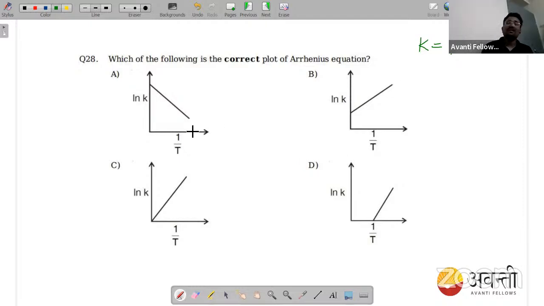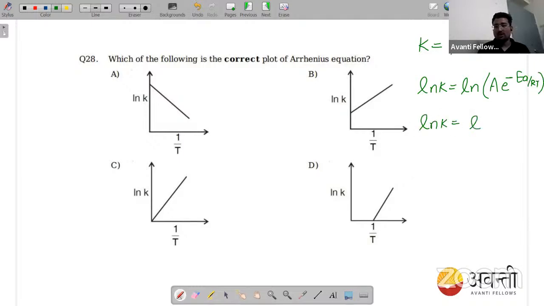But here we have been given ln K versus 1 by T graphs. So first take log or ln. So it will be ln K equal to ln A e to the power minus EA by RT. Is that clear? Now it will be ln K equal to ln A plus ln e to the power minus EA by RT.